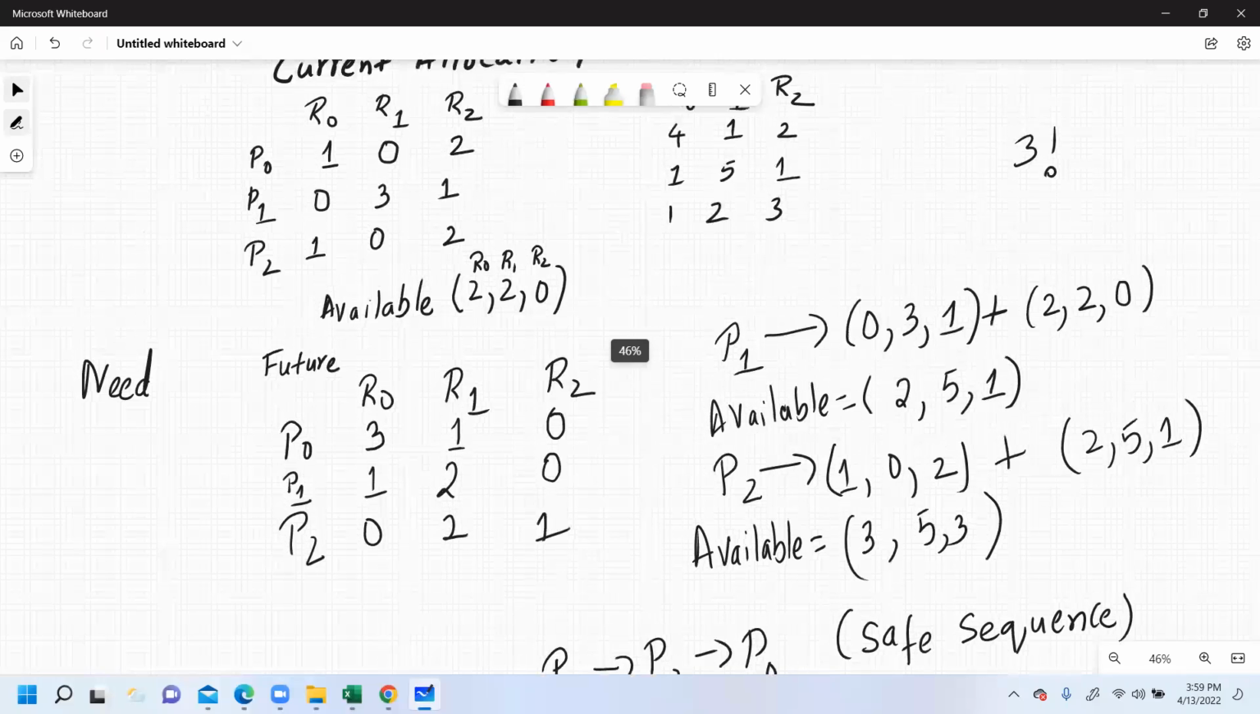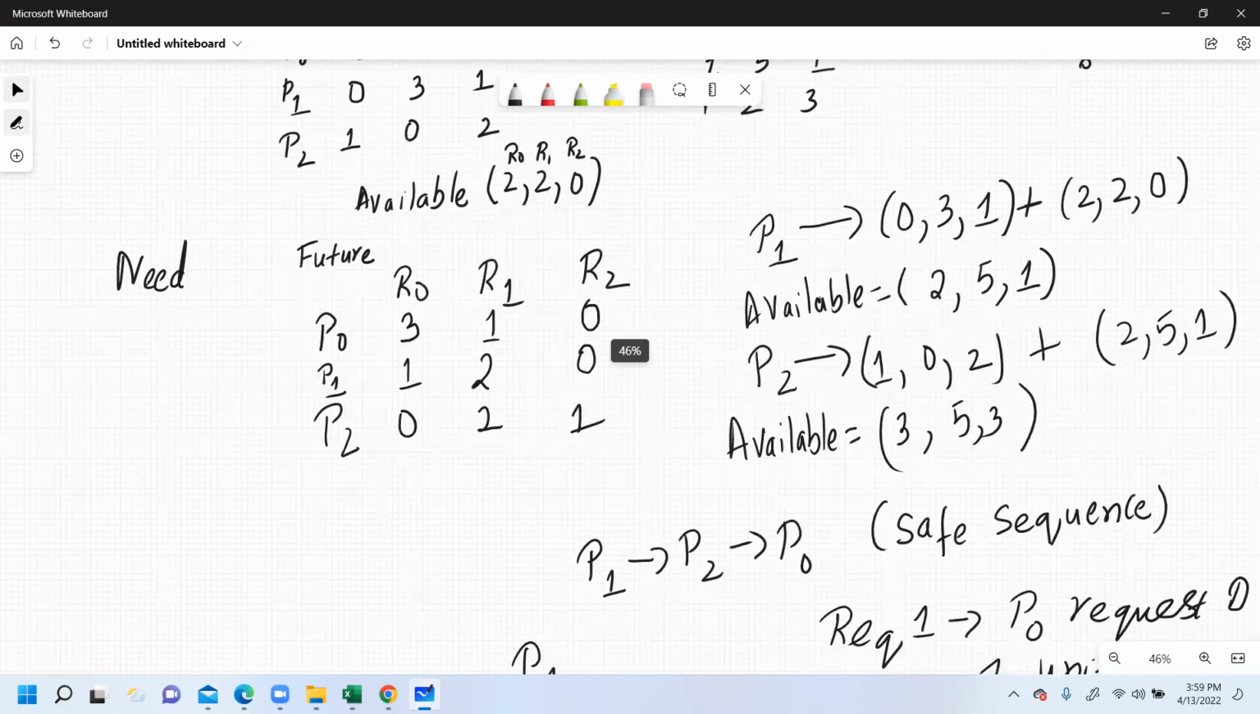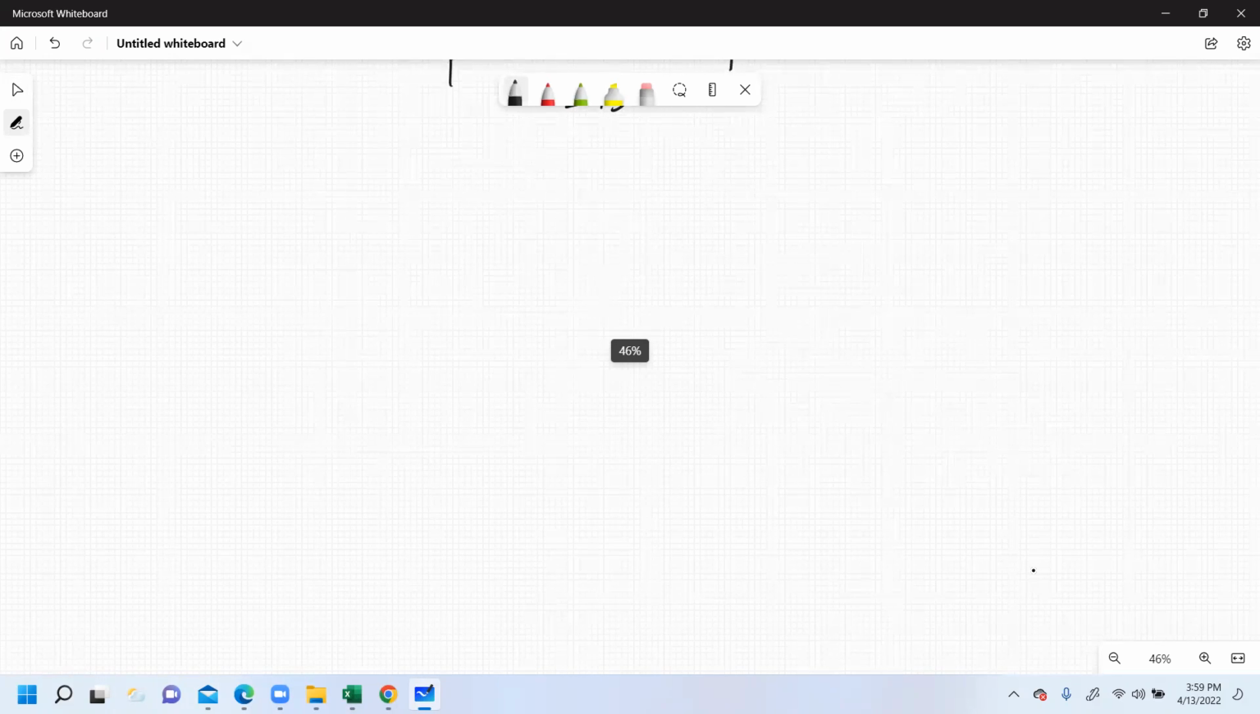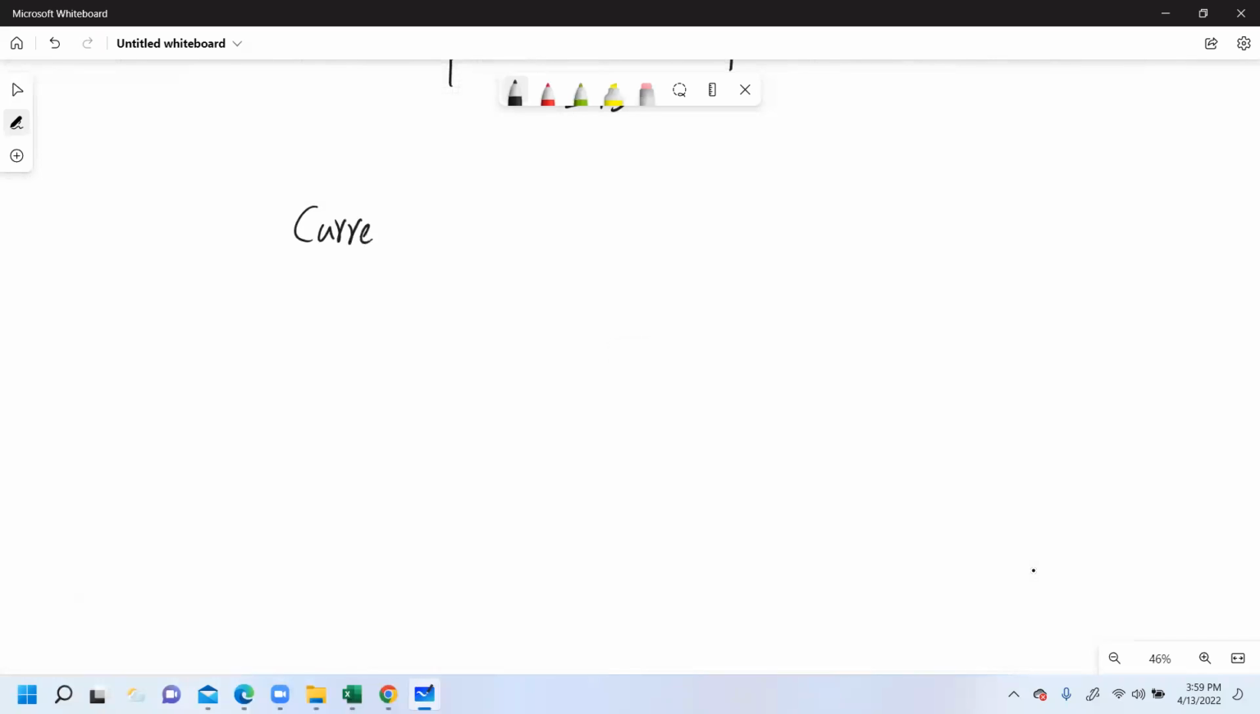I think the system is in the safe state, right? So let me redraw this. Current allocation is looking like this. I will rewrite it again because I don't want to go back and forth. R0, R1, R2. This was my current state, and in this state we found a safe sequence. Is that right? This sequence of execution is safe.